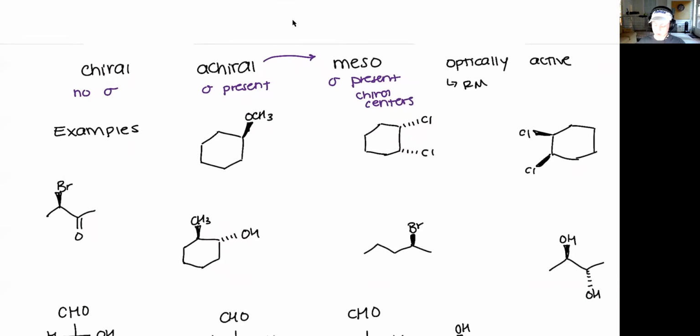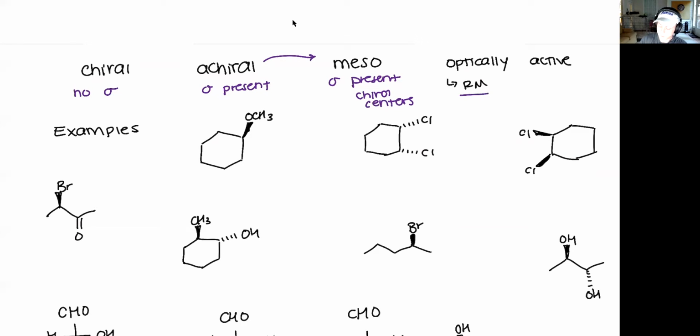And then optically active. Chiral molecules are optically active and achiral molecules are not. So if we have something that's achiral, it won't be optically active, but that also means that if we have something meso, then it won't be optically active, because meso is a subset of achiral.